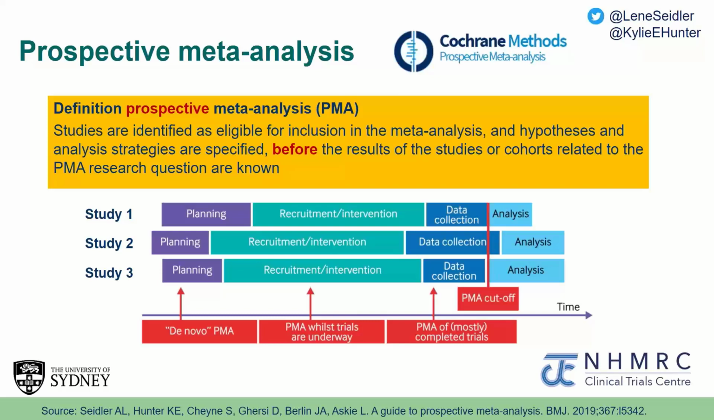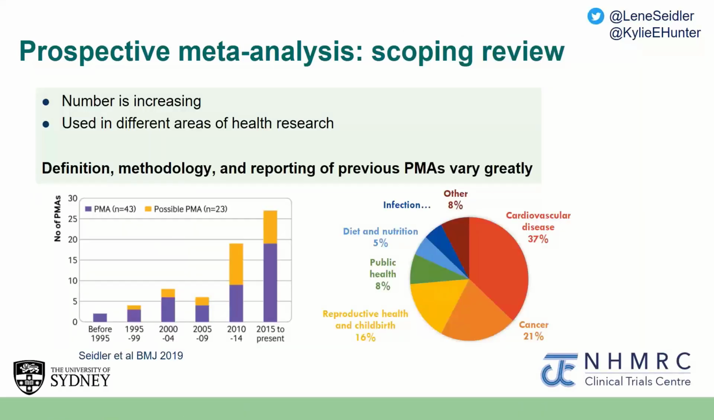So either early on in the planning stage, or while studies have started recruitment, or even just before analysis in the data collection stage. To get an overview of the current landscape of PMA, we conducted a scoping review up to 2018, and we found that PMA were on the rise, and that they have been conducted across a number of health research areas. However, we also found that the definition, methodology, and reporting of previous PMAs varied greatly. And we found that there was very little guidance on how to conduct PMA, and thus that guidance was urgently needed.